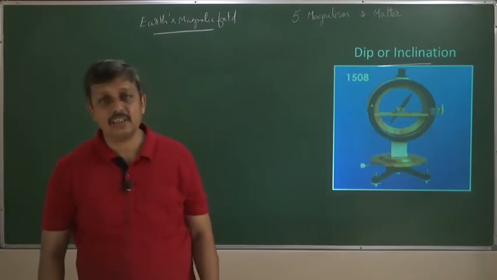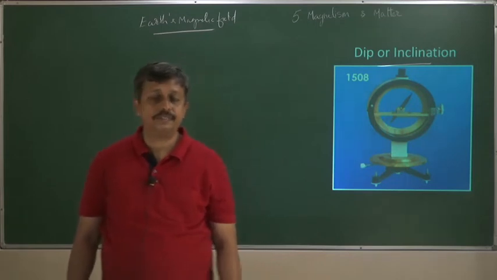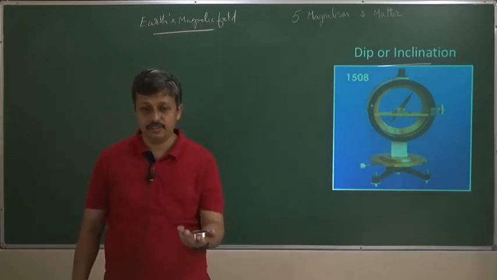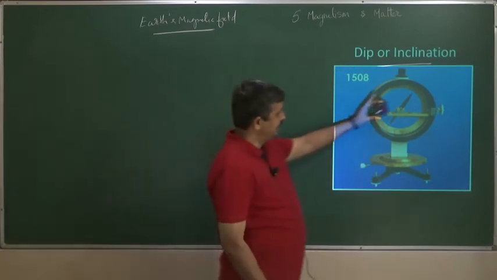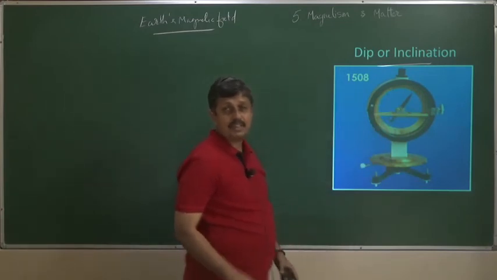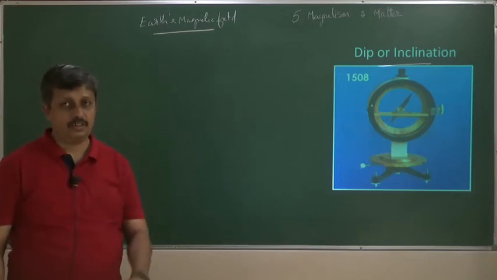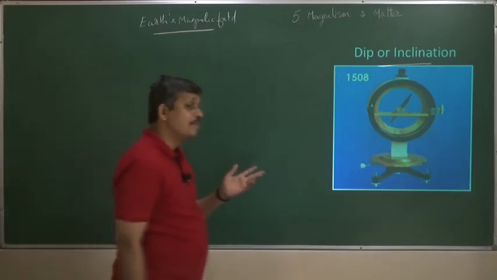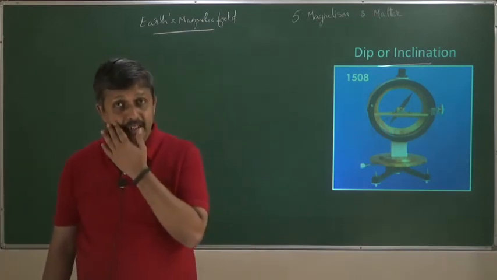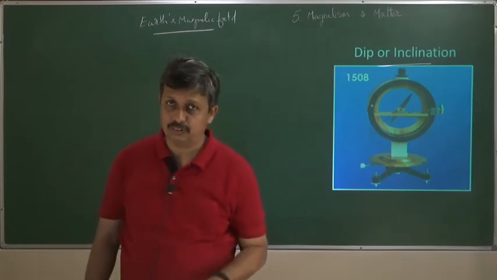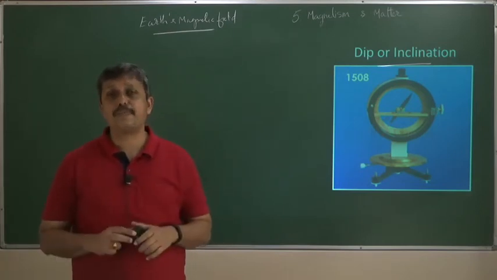Dip is, instead of keeping the compass needle horizontal, you keep it vertical like this. You take a compass needle and keep it vertical like this. When you keep a compass needle vertical, what happens? Let us see. First thing you have to do is, you can't keep it vertical in any direction. That is not allowed. First of all, you have to align it to north south, and then keep it vertical.